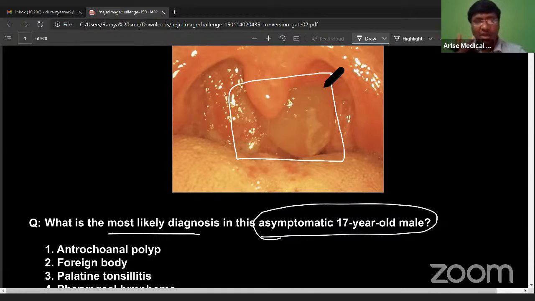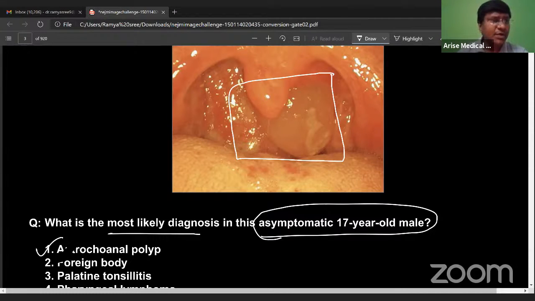You see this, how is that particular structure, right? Very good, Vinod Selvaraju. So Vinod Selvaraju and Pooja Selvam has answered it correctly. The answer is the antrochoanal polyp.